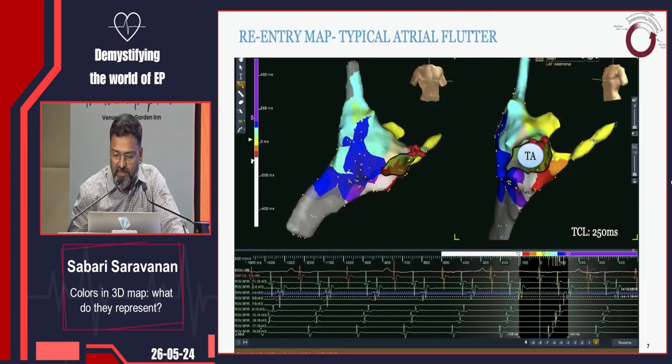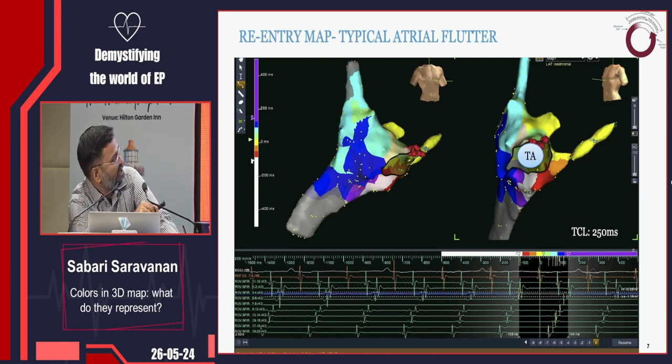When it comes to re-entry, forget about whether this is a re-entry tachycardia. You just follow the rules by going with the colors. So tracing it, the white starts over here and is then followed by red, orange, yellow, green, blue, and purple. The white is coming back and meeting the purple. So this is called the re-entry activation pattern.